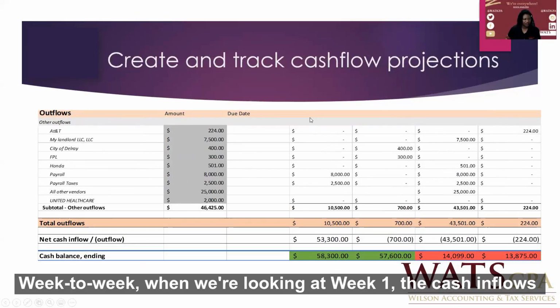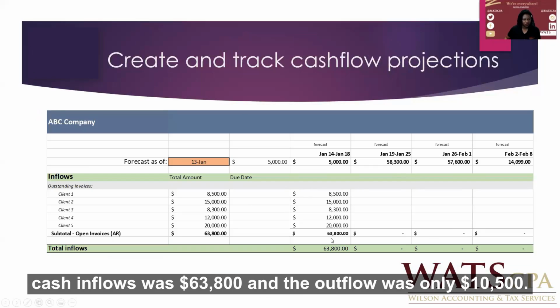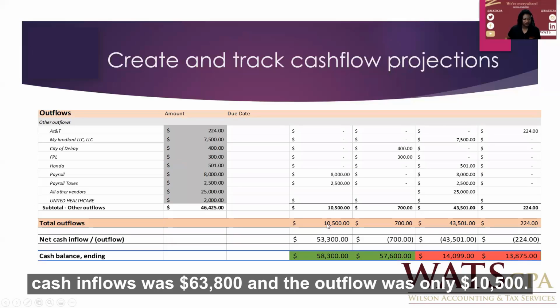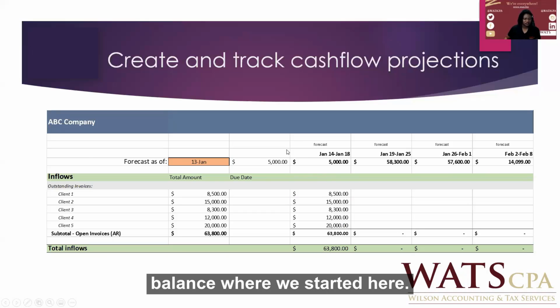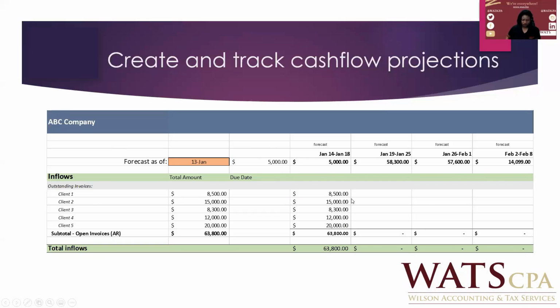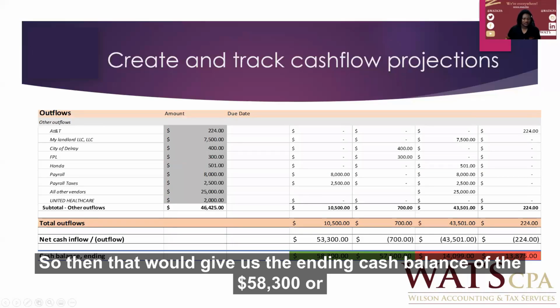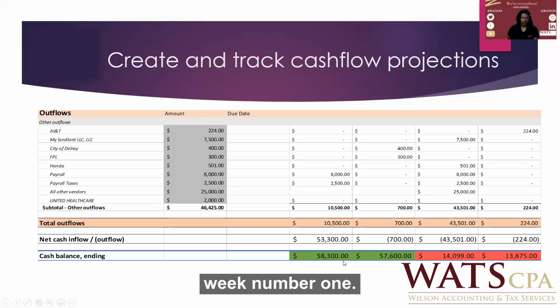Week to week, when we're looking at week 1, the cash inflows was $63,800. And the outflows was only $10,500. So you have a net cash inflow of $53,300 plus the $5,000 beginning balance where we started here. So that will give us an ending cash balance of $58,300 for week number 1.